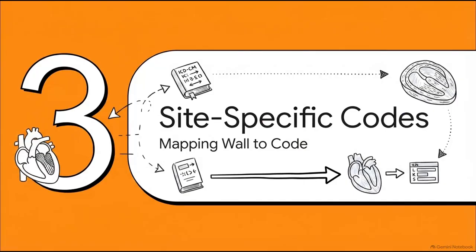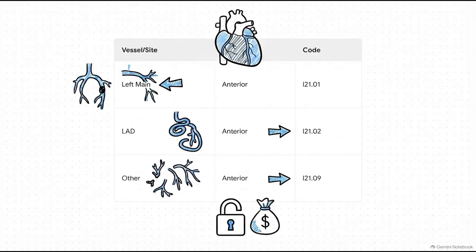Section 3, Site-Specific Codes. Now we map the affected wall straight to the code itself. Let's break down the anterior wall STEMI codes. If the documentation states a STEMI involving the left main coronary artery, your code is I21.01. If it's the left anterior descending, the LAD, that maps precisely to I21.02. And for other coronary arteries of the anterior wall, things like anteroapical or anterolateral, you're going to select I21.09. Matching these up perfectly is what guarantees airtight revenue integrity.